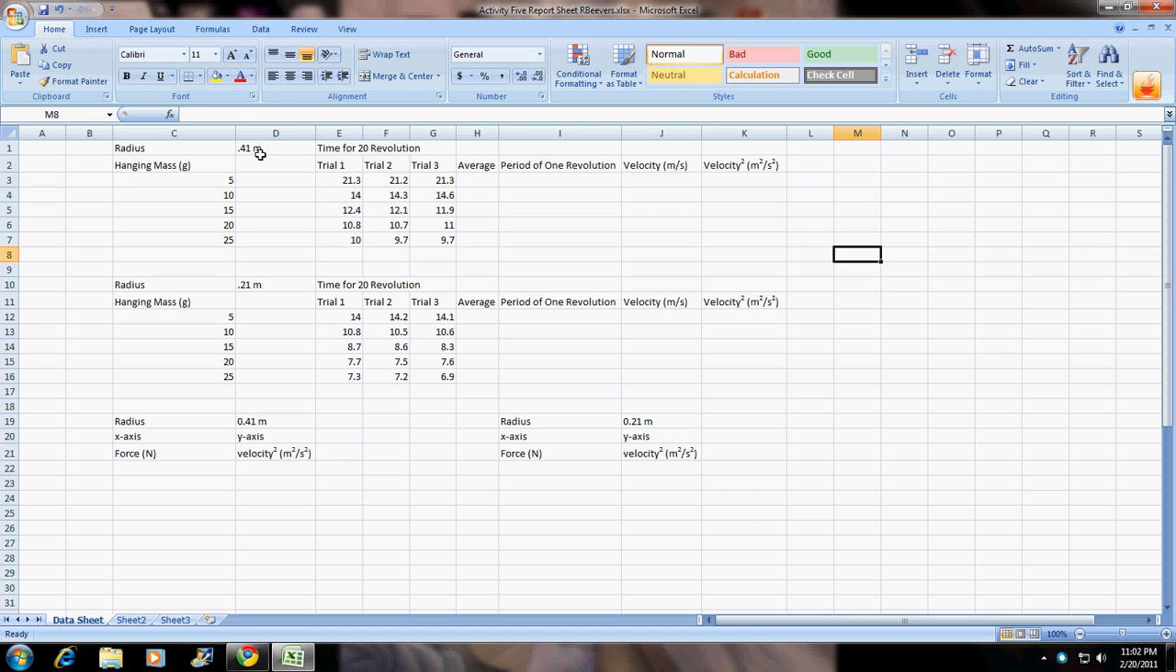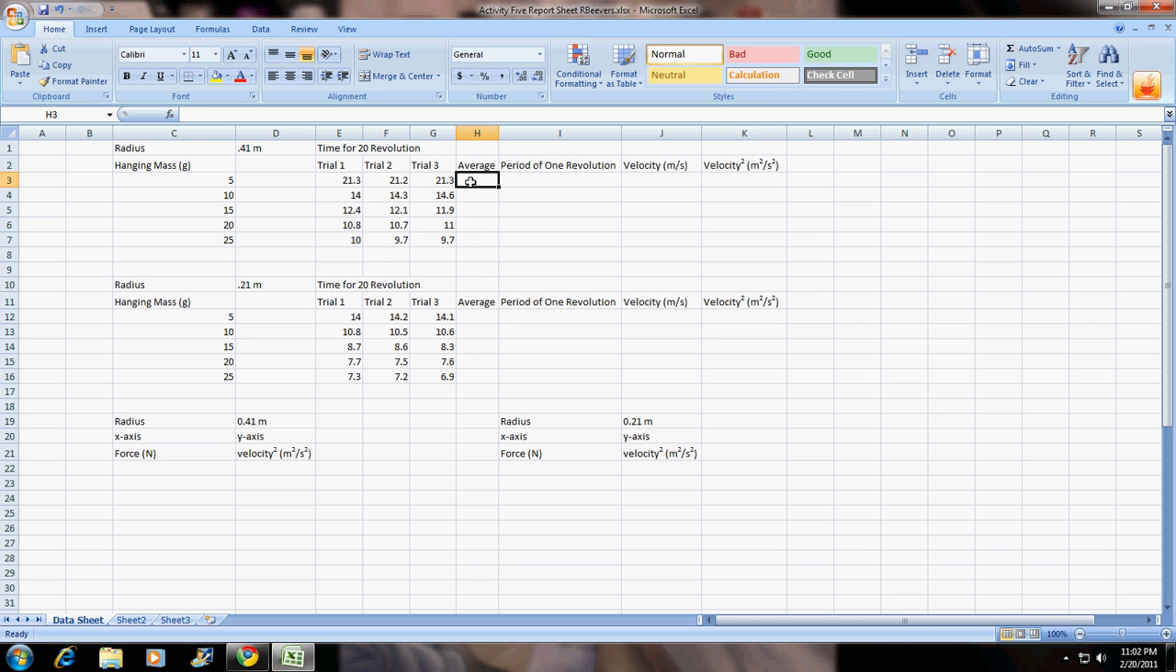The student used two radii, one of 41 centimeters or 0.41 meters, and one of 21 centimeters or 0.21 meters. They collected data for each of the masses that I talked about with the radius of 0.41 and a radius of 0.21. Here is the data for their three trials of 20 revolutions using the two radii. The first thing that we need is the average.